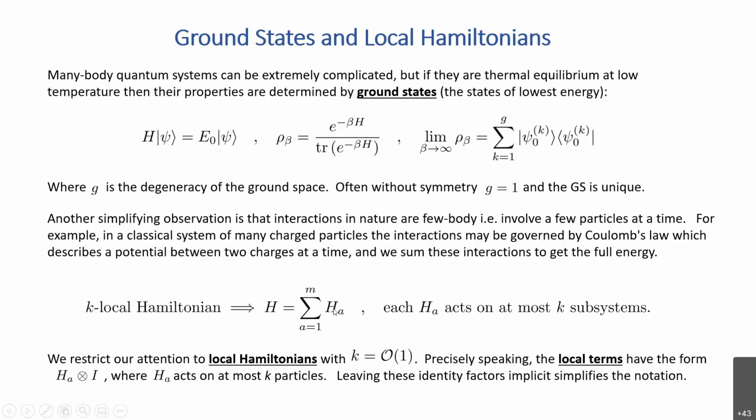if each of these say acts on 2 qubits, but the entire Hamiltonian acts on n qubits, well, you can't just add up a bunch of 4 by 4 matrices to get a 2^n by 2^n matrix. So what this notation means is, well, we kind of leave an implicit identity term, right? So the H_A part acts on at most k of those subsystems in the tensor product, and the rest of them are acted upon with the identity. Okay, and these identities are left implicit to simplify the notation.